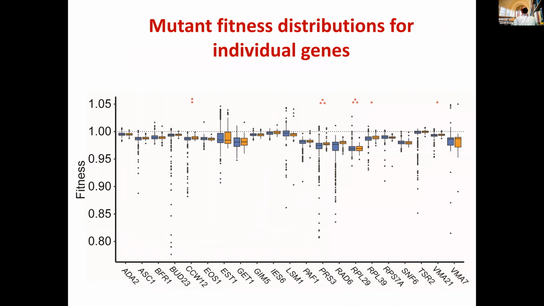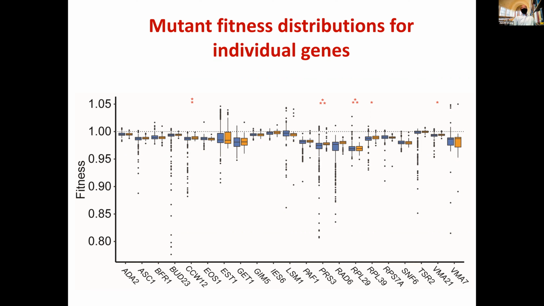Now, when we look at the 21 genes individually, most of them do not show significant difference between synonymous and non-synonymous fitness effects, but a few of them show significance. These are indicated by the red stars. But even in those cases where there is significant difference, when you look at them, the blue and the yellow, you will see blue and yellow are pretty similar.